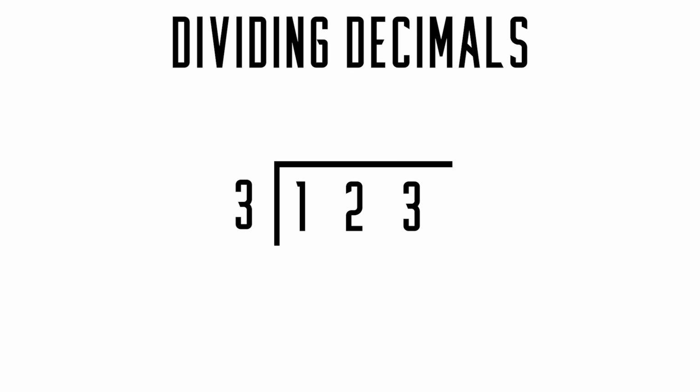How many 3s are in 1? There are 0, with 1 to carry over. How many 3s are in 12? There are 4. How many 3s are in 3? There are 1. And now we have our answer of 41.